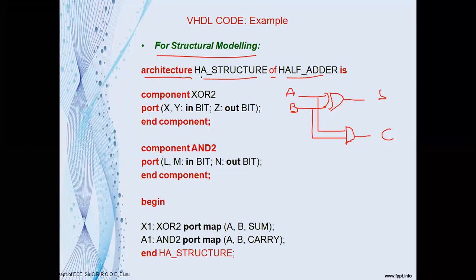Okay, so architecture half adder, structure of half adder. Here take it as HA, because in the last class we have taken the entity name as HA, half adder. So now see, in the architecture we mainly see two parts. What are the two parts of the architecture? Declarative part and statement part.